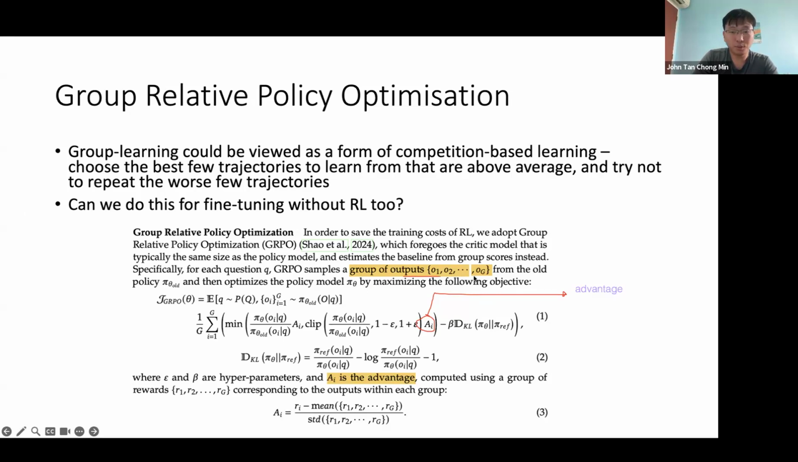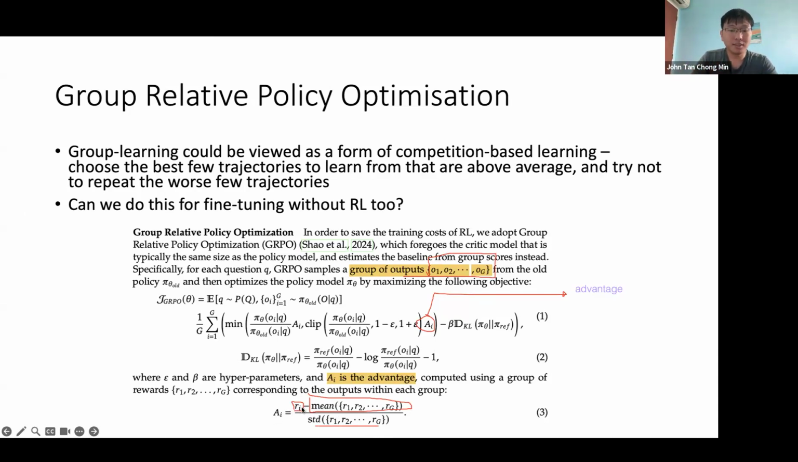Look at this group of outputs here, O1 to OG. You sample the model G times, and you use the average score. This R means you go through a verifier, and they give you a score. You take the average score, and you take your current score, you minus off the average score, and you divide by the standard deviation. This is actually to compress the reward.